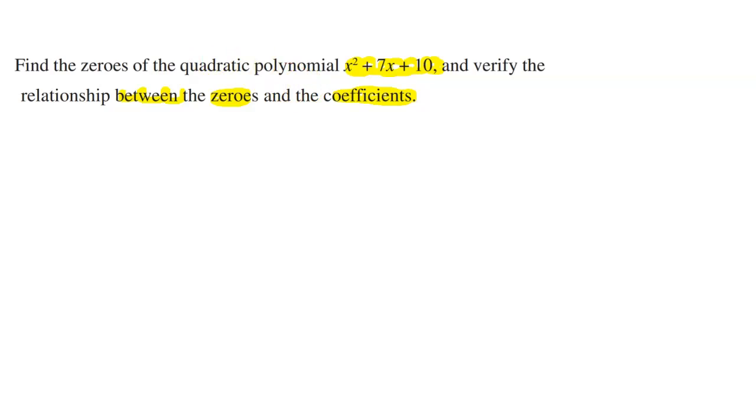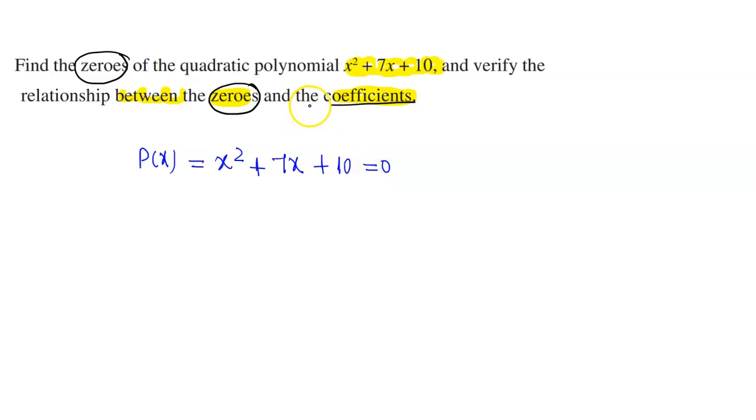It means this question is asking us to find the zeros of the polynomial and find the relation between the zeros and the coefficients of this polynomial. First of all we are going to copy down the given equation. This is p of x equal to x square plus 7x plus 10 equal to 0. This is the given quadratic polynomial.